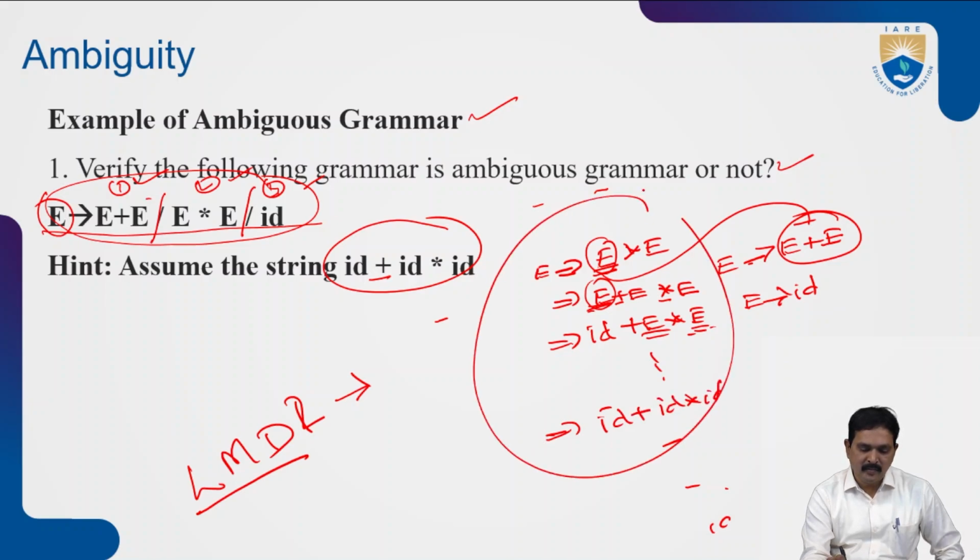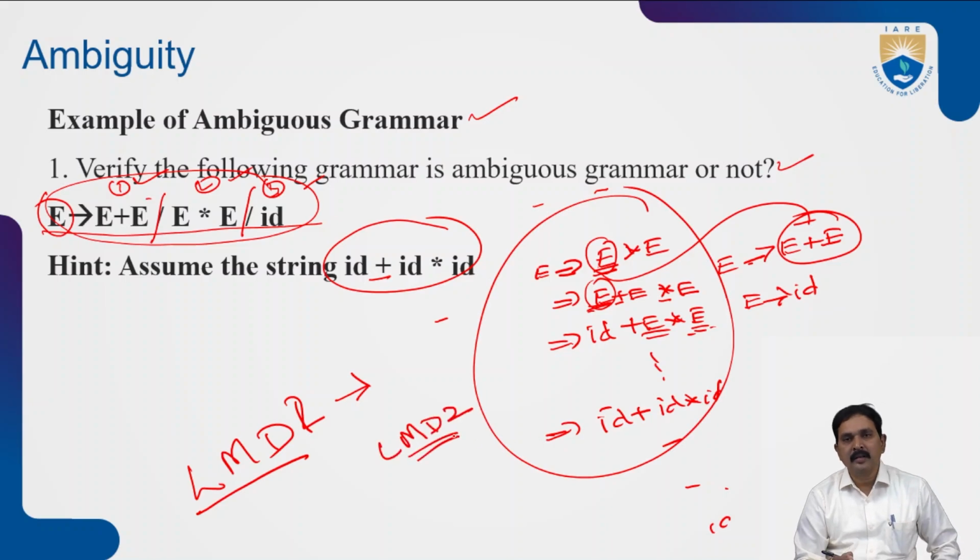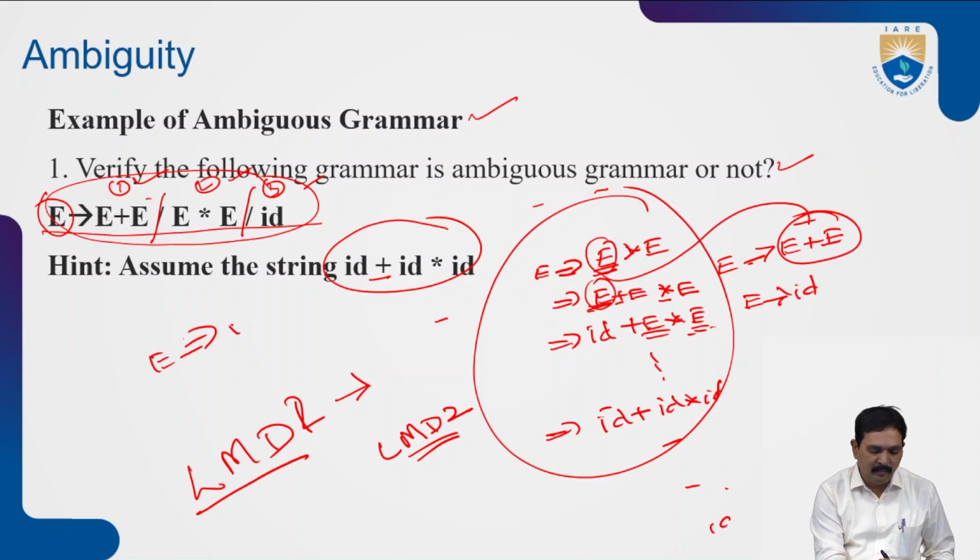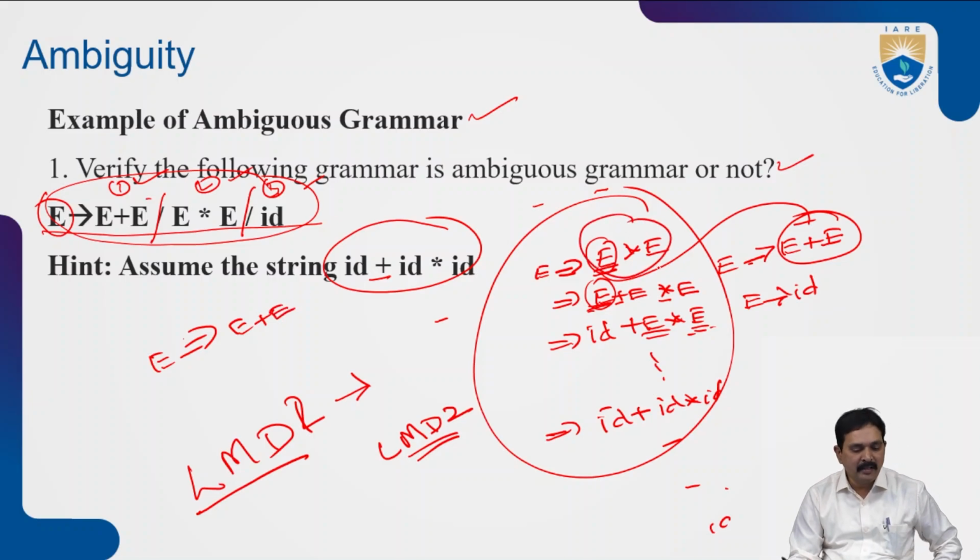So this leftmost derivation is different, and I am calling it leftmost derivation 2. Previously I showed leftmost derivation 1, because I started the process differently. Previously I started from E implies E plus E, but here I started with E implies E into E. So I am treating these two as different leftmost derivations. I am applying two different leftmost derivations for obtaining the same string. So this becomes the major idea of ambiguous grammar.